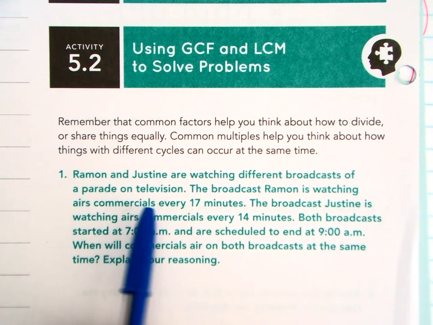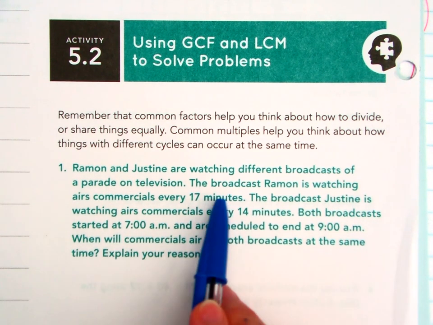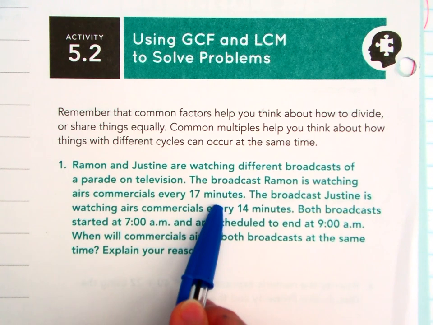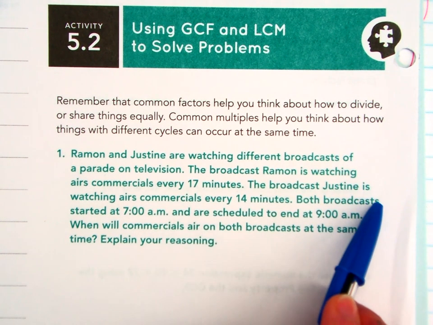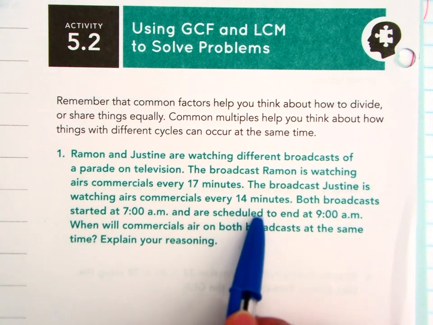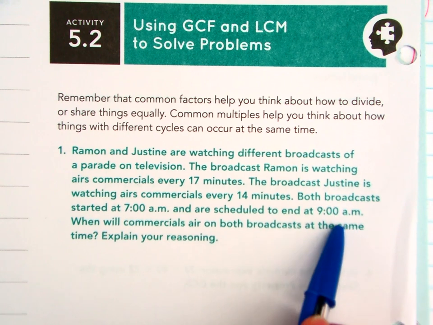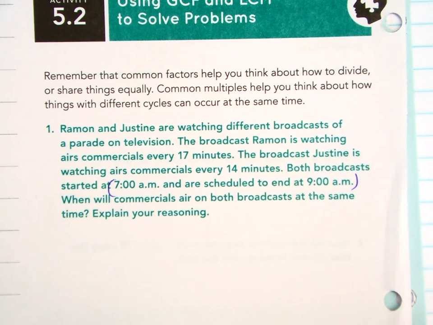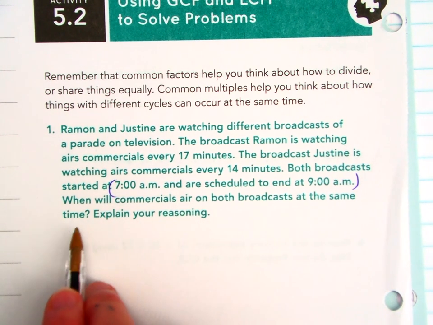Number 1. Ramon and Justine are watching different broadcasts of a parade on television. The broadcast Ramon is watching airs commercials every 17 minutes. That's an odd number to be working with. That was the first thing my brain said. The broadcast Justine is watching airs commercials every 14 minutes. Both broadcasts started at 7 a.m. and are scheduled to end at 9 a.m. This is actually really important information. That's only 2 hours that this can even happen because they're watching a parade. When will commercials air on both broadcasts at the same time?